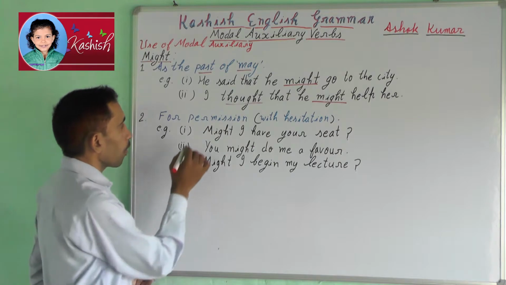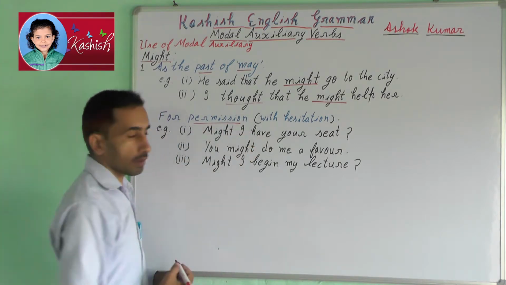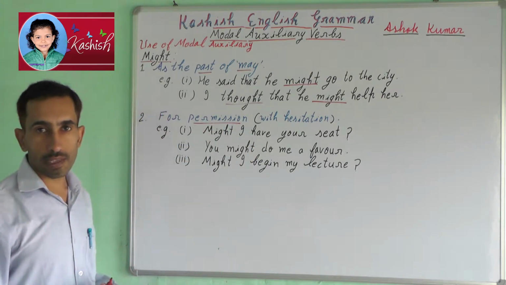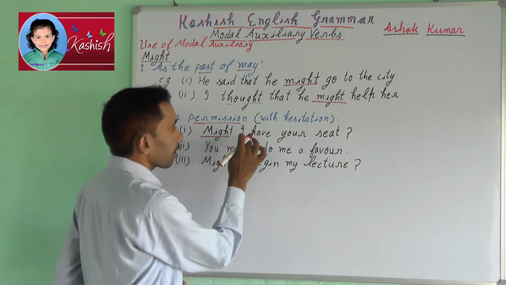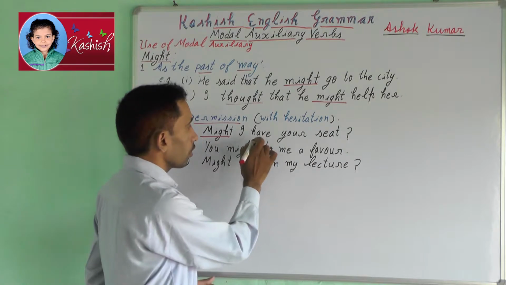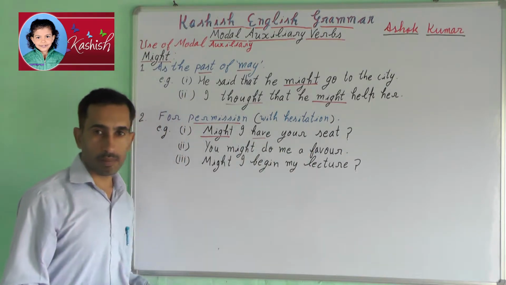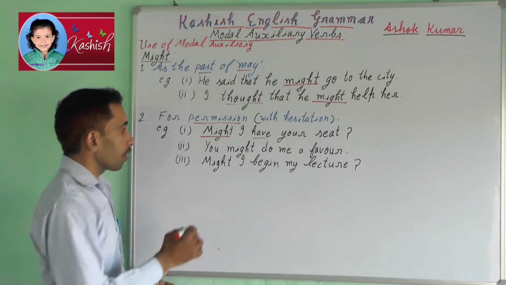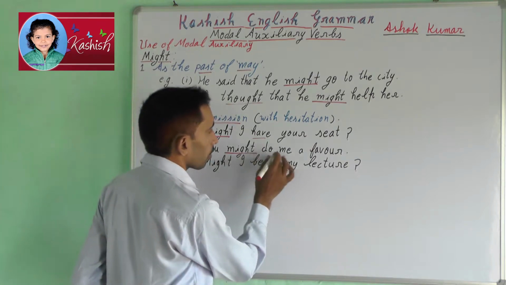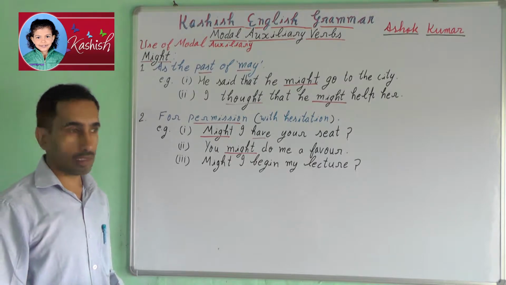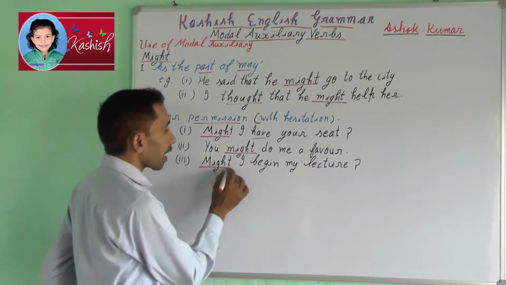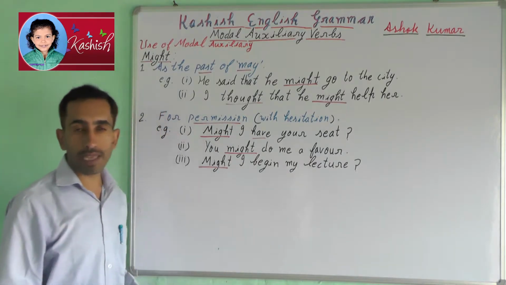Second, for permission with hesitation. For example, might I have your seat? Next, you might do me a favor. Next, might I begin my lecture?